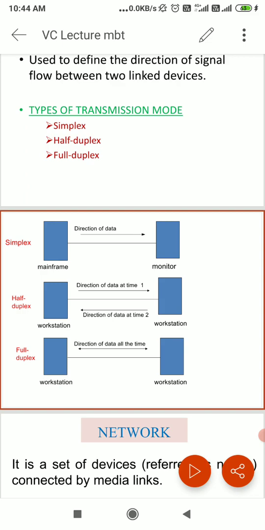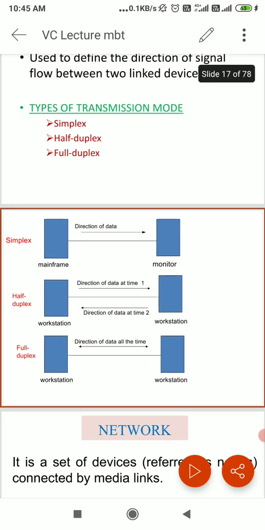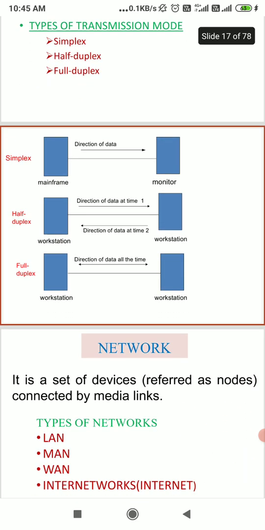In half duplex, the entire capacity of the channel is utilized only by the sender, because here we are saying only one workstation will transmit while the other will receive. Now you can see the third diagram, that is nothing but full duplex. क्या रहेगा? Exactly like half duplex, but it will transmit and receive at the same time.